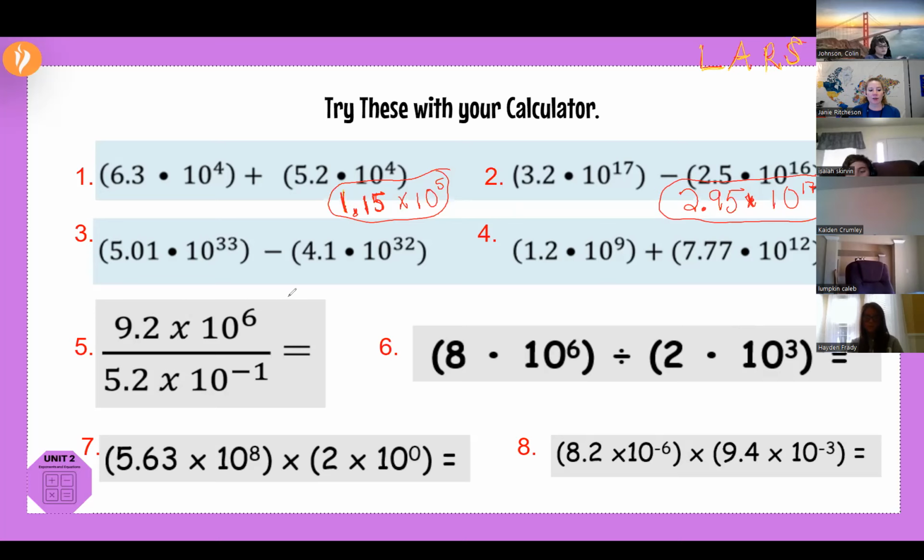If you have the calculator, you can use your fraction button and you can key this in exactly the way you see it. Use your N over D button and key it in exactly how it's written on the screen.